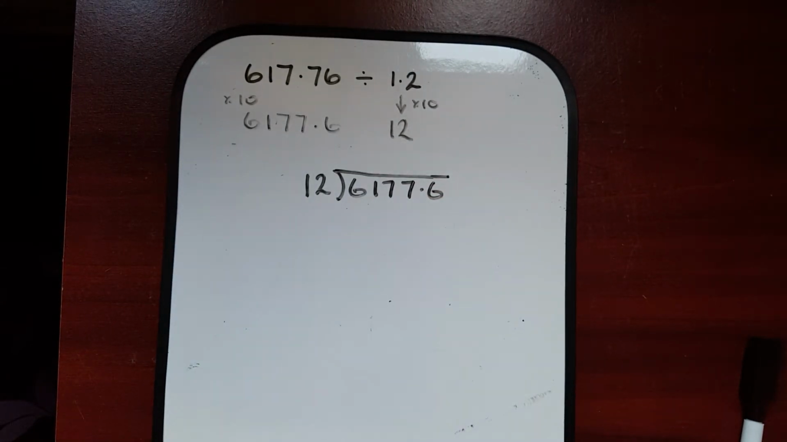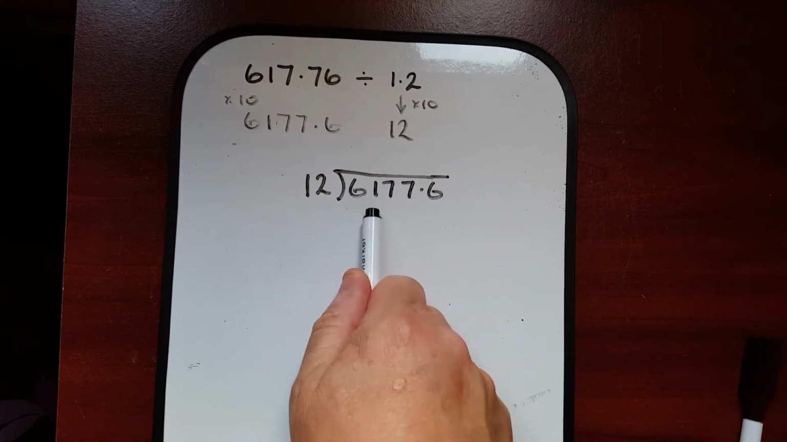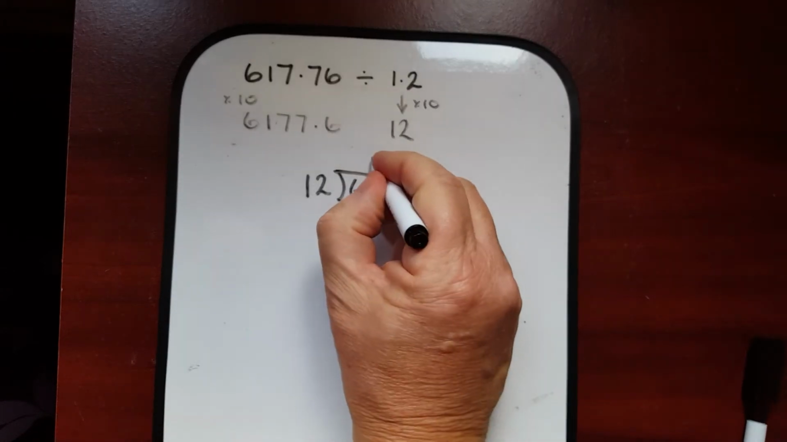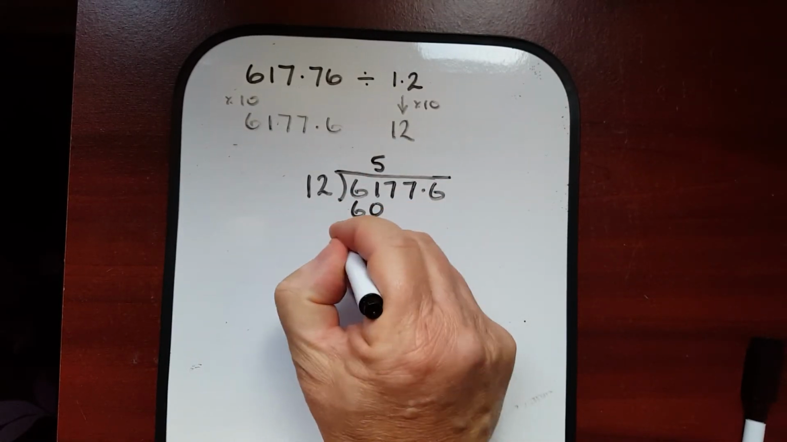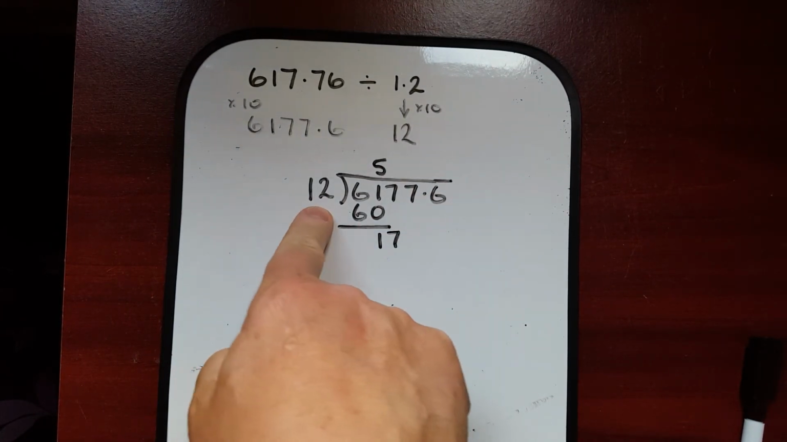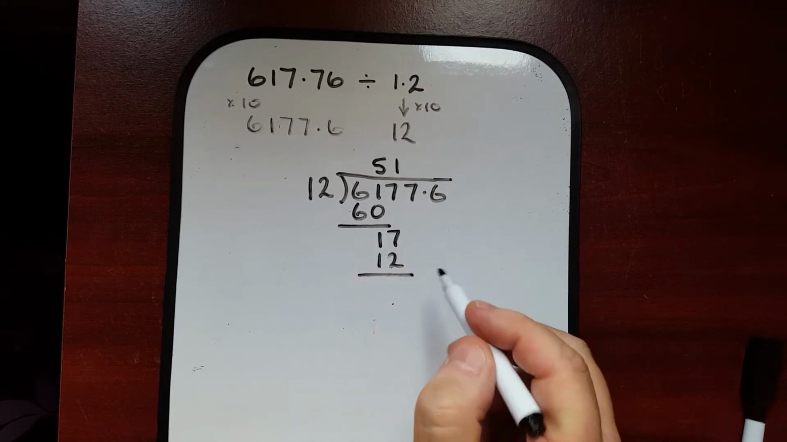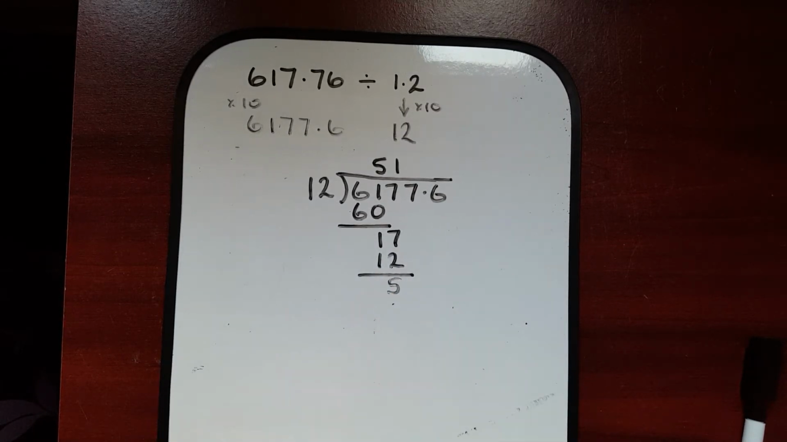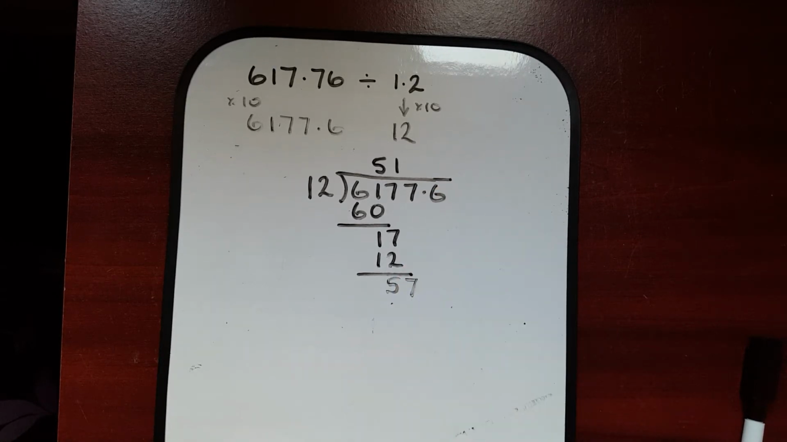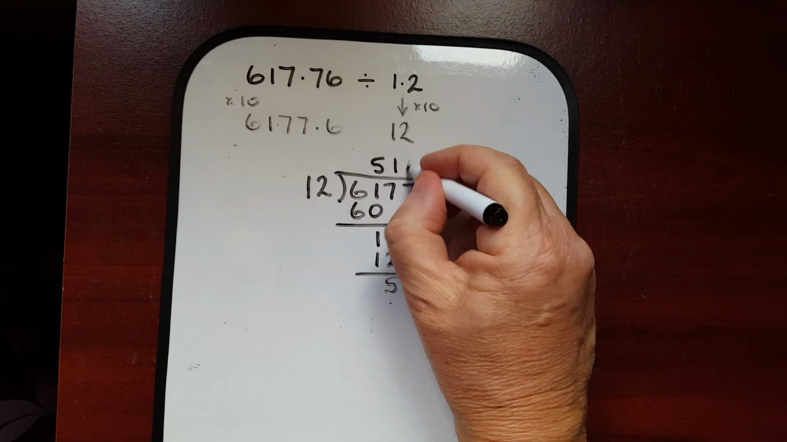All right. Now, carrying out the long division, how many 12s are there in 6? Obviously none. How many 12s are there in 61? There are 5. 12 fives are 60. Subtract, that leaves you with 1. Bring down that 7. Now we're doing how many 12s are there in 17? There's 1 twelve in 17. 1 twelve is 12. Subtract, 17 take away 12 is 5. Bring down this 7. How many 12s in 57? Well, 4 twelves are 48. So there's 4 twelves.